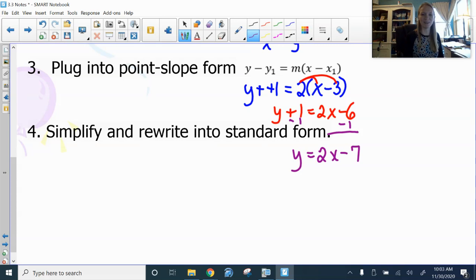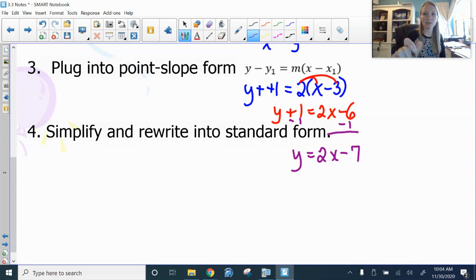Oh, I see Draven's comment. So Draven, you're good. If you distributed it and moved things over, if you took negative 3, you would have had y plus 3 equals 2 times x minus 2. If you distribute, you would have had y plus 3 equals 2x minus 4. And then when you move your 3 over, you're still going to get y equals 2x minus 7. So your equation would still be the same as ours at this point.